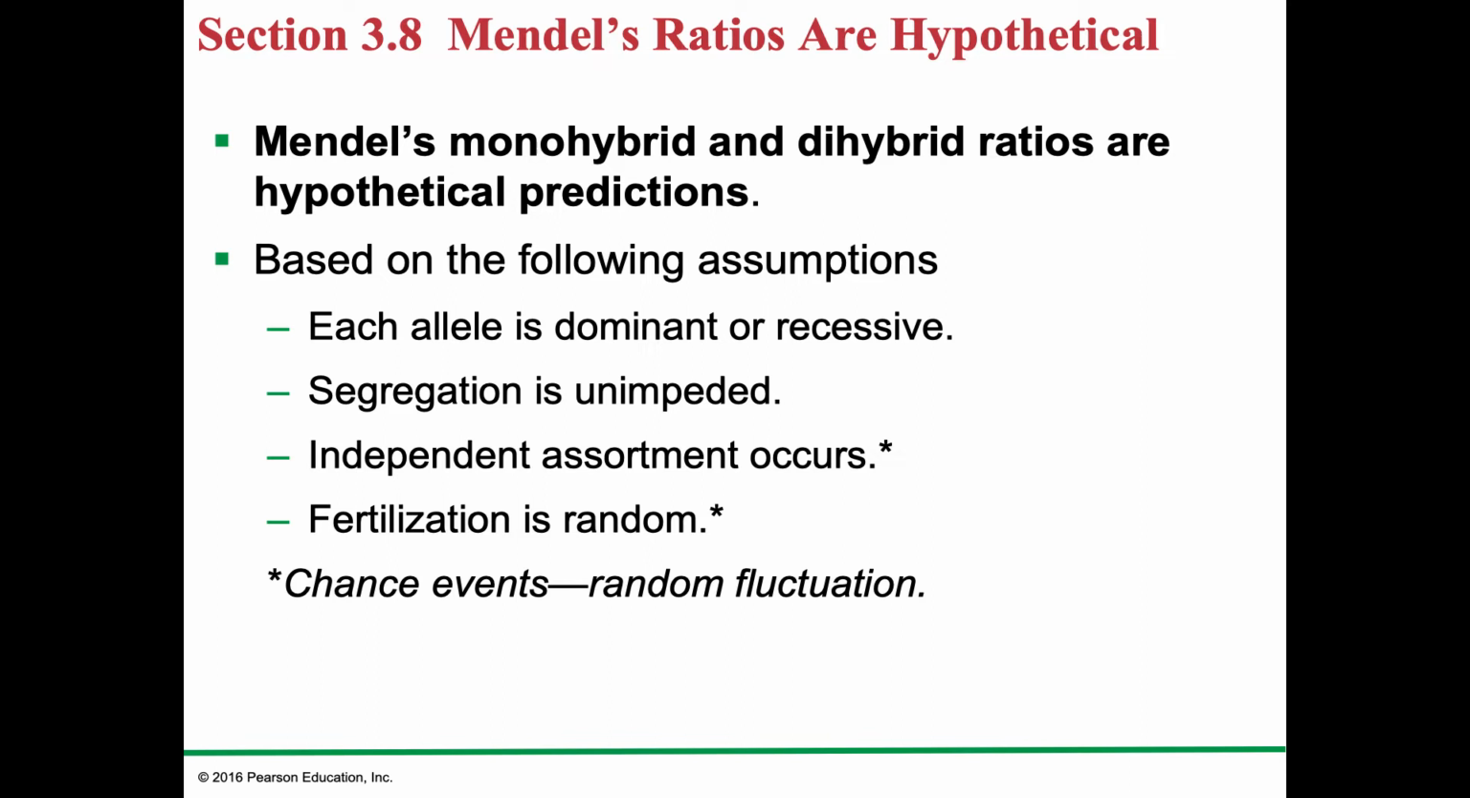And again, it is based on the assumption that each allele is dominant or recessive, that the alleles can segregate without any interference, that independent assortment occurs, basically the different chromosomes assort randomly, and that fertilization is random.